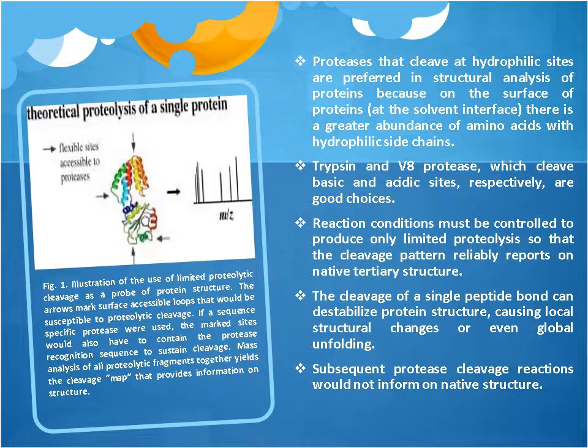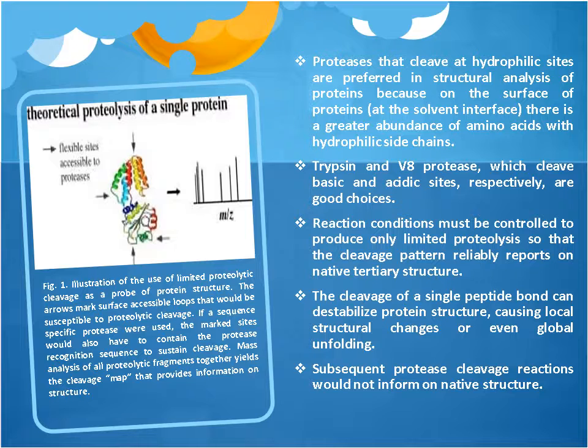This is an example illustrating the use of limited proteolytic cleavage as a probe of protein structure. Here arrows indicate flexible sites that are accessible to proteases, which are exposed on the surface of a hypothetical protein. If a sequence-specific protease were used, the marked sites would also have to contain the protease recognition sequence in order to sustain the cleavage. Mass analysis of all proteolytic fragments together yields the cleavage map, from which we can obtain information on the protein structure.